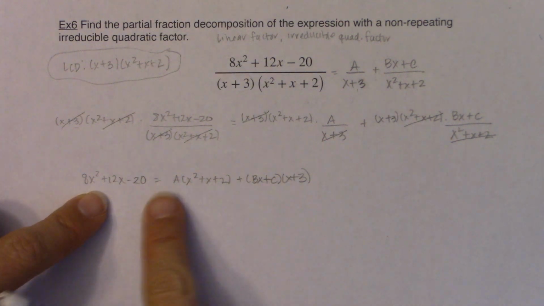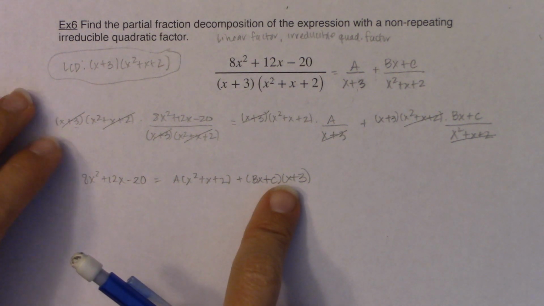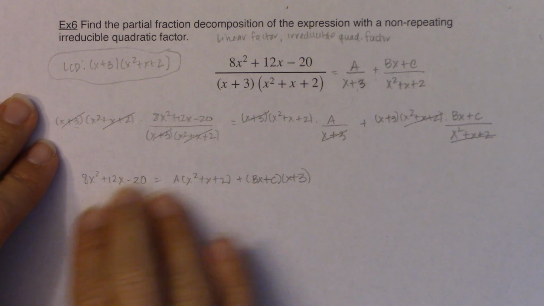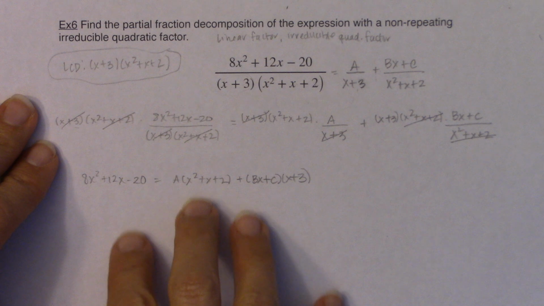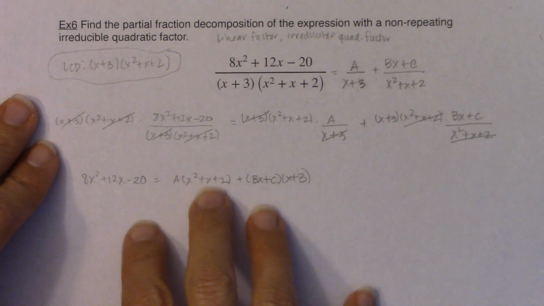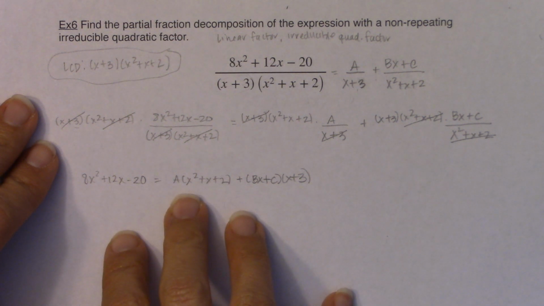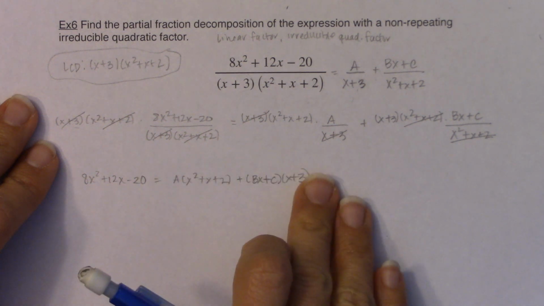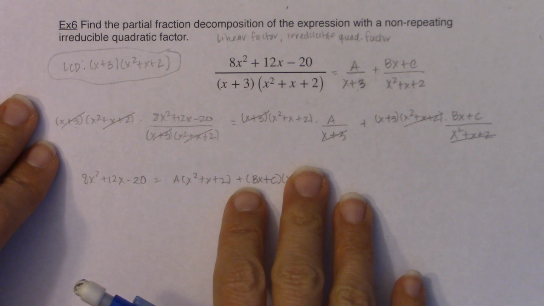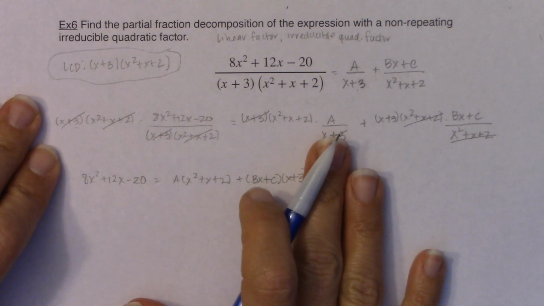We can FOIL, distribute all of this out, line up quadratic terms to quadratic terms, linear to linear, constants to constants, and set up a 3x3 system of equations. That is definitely one technique. Or you can plug in certain values of x and solve for a, b, and c. Up to you. I'm going to go ahead and do it both ways.